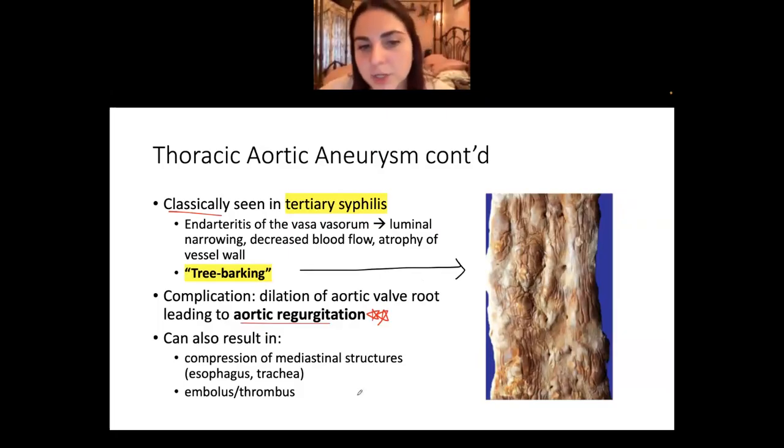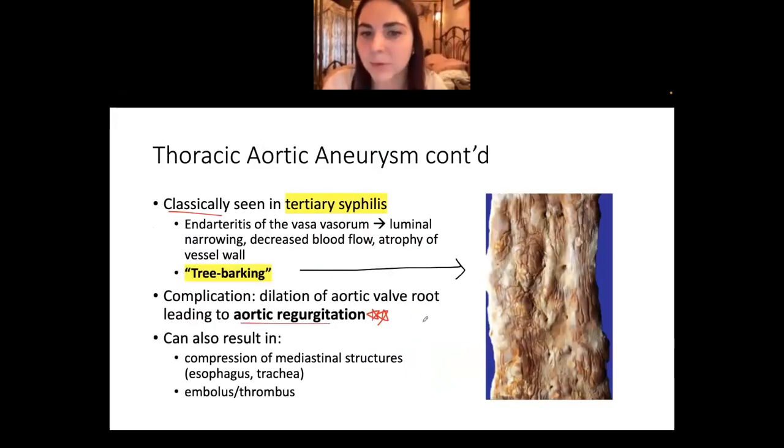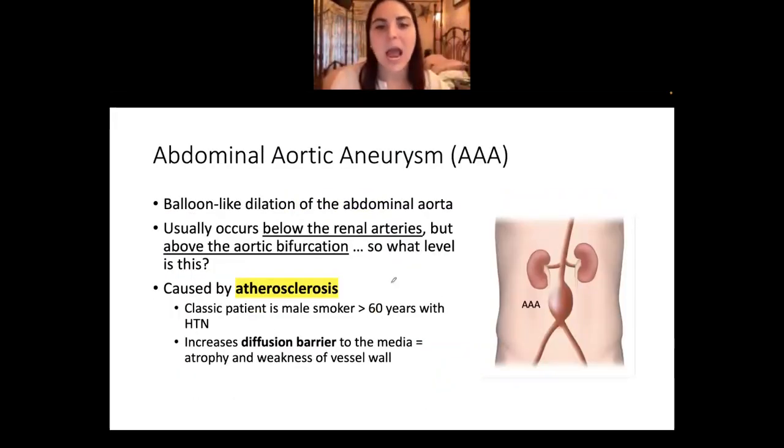But you can also get compression of mediastinal structures, kind of like with the aortic dissection. But in this instance, you can also get an embolus or a thrombus that can develop from this aneurysm, and then it can deposit. Because now we're widening, so blood can technically pool here. I really don't see that tested much. I see questions about thoracic aortic aneurysms and syphilis, but the blood technically can pool here because there's more space for it now, and then it can form a thrombus or it can embolize and go somewhere else.